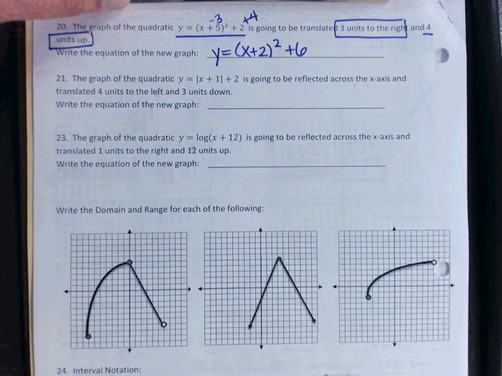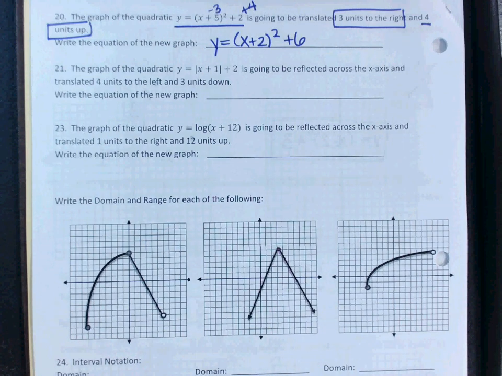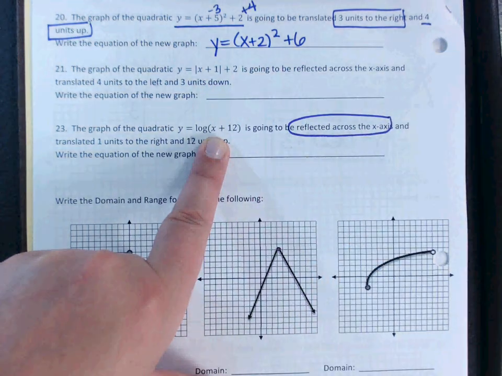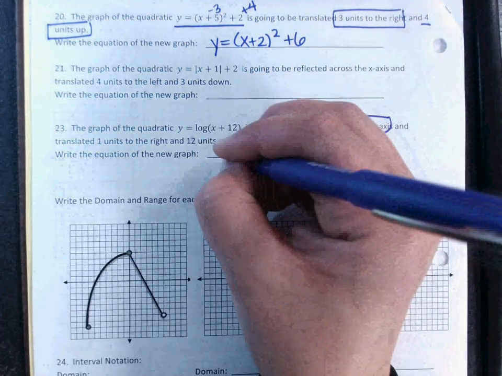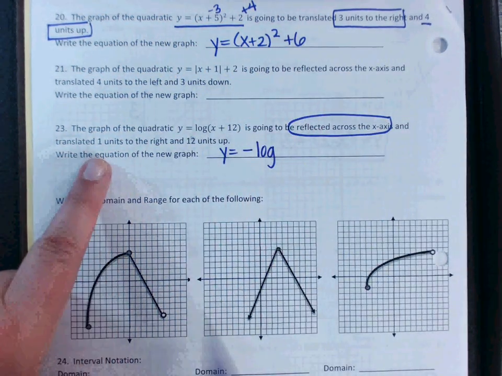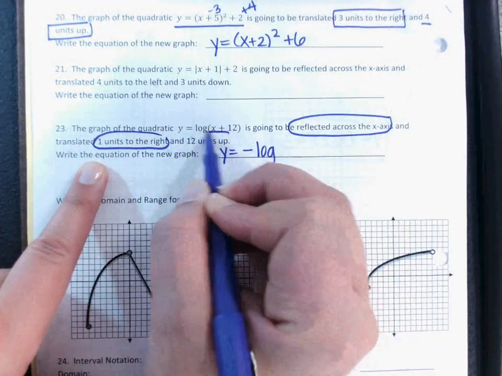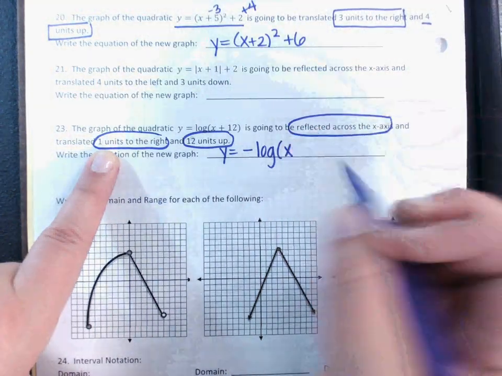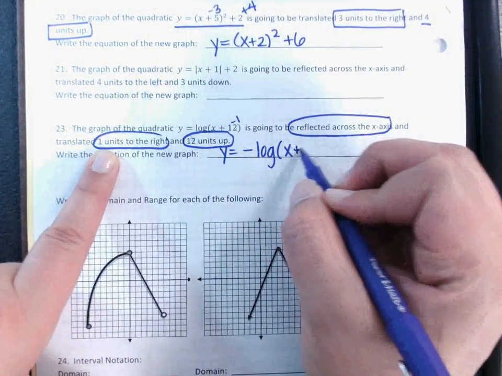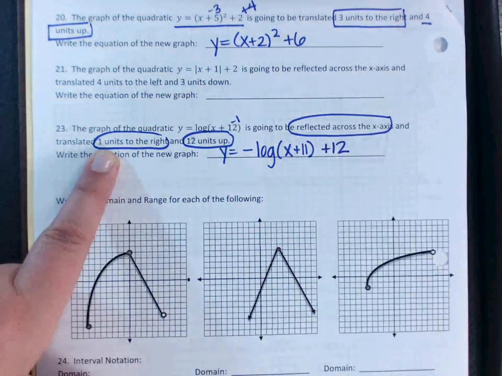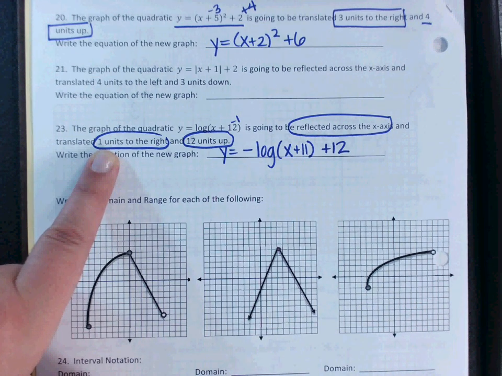Let's do number 23. The graph of the quadratic, log x plus 12, is going to be reflected. What do we do for that? Subtract. In the front, you put a negative sign. And then it says I want to go 1 unit to the right, 12 units up. How do I do the right? Add or subtract 1? Subtract 1 from where? The number with x. So if it was a 12 minus 1, now it's an 11. And then I want to go 12 units up, so I put my plus 12 at the back. Questions on how to do that? Are we good?